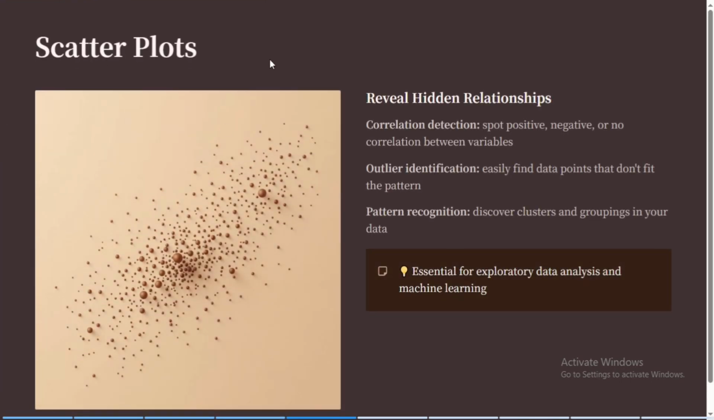Now let's talk about scatter plots. Scatter plots are used to find relationships between two variables. They help us detect correlation. They can be positive, negative, or no correlation. They are also excellent for spotting outliers and identifying clusters. This is why scatter plots are essential in exploratory data analysis and machine learning.